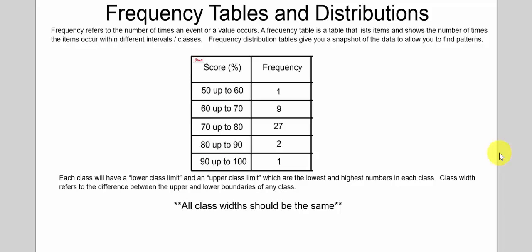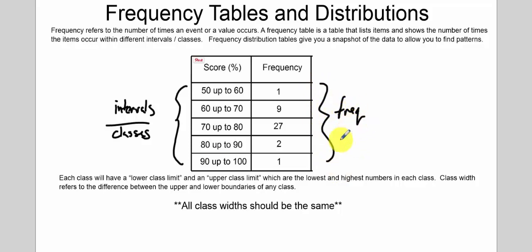We're going to talk a little bit about frequency tables and distribution. So a frequency table is exactly what we have listed below here. Frequency talks about the number of times a specific item occurs within a given interval. So what we have here is these guys being intervals. Sometimes they call them classes. And here is the frequency.